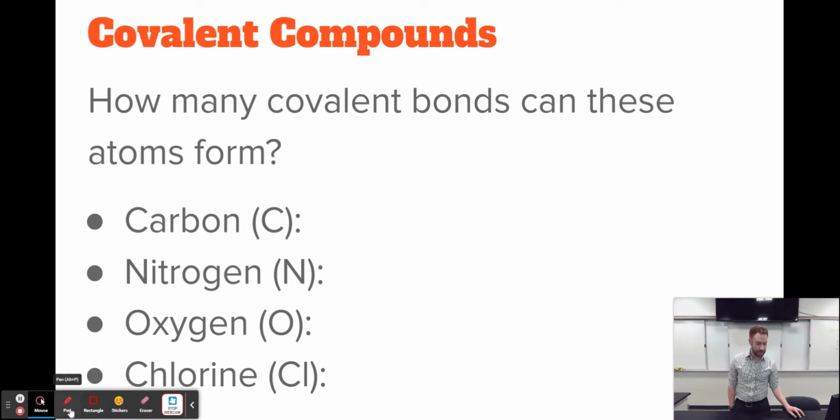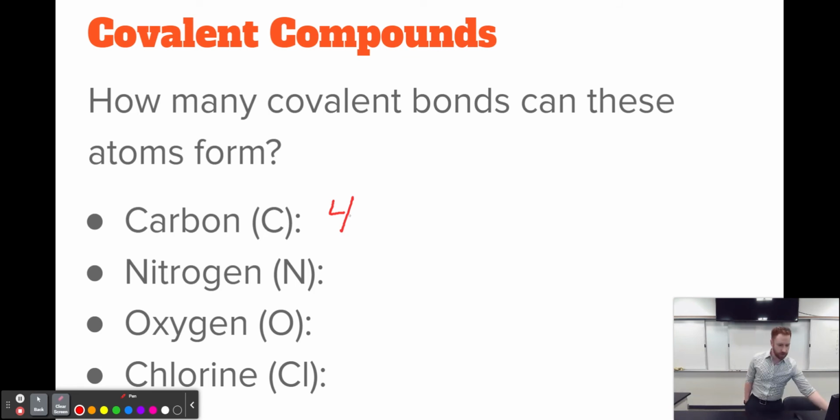Well, carbon, like I said, has 4 valence electrons, so it needs 4 more, so it can form 4 covalent bonds. Nitrogen has 5 valence electrons. It needs 3 more, so it can form 3 covalent bonds. Oxygen has 6 valence electrons. It needs 2 more, so it can form 2 covalent bonds. And chlorine has 7 valence electrons. It wants 1 more, so it can form 1 covalent bond.